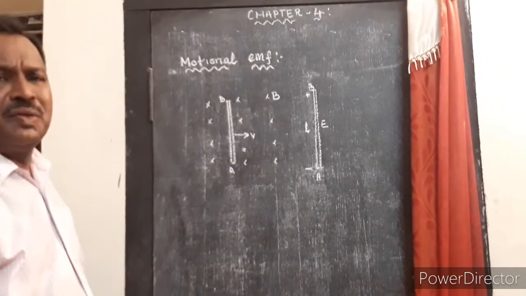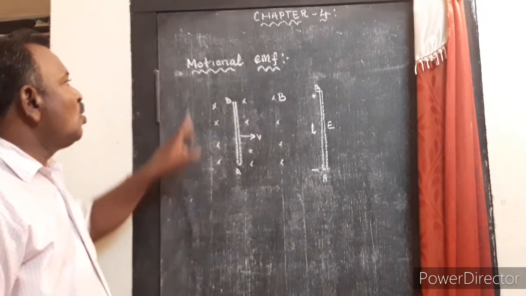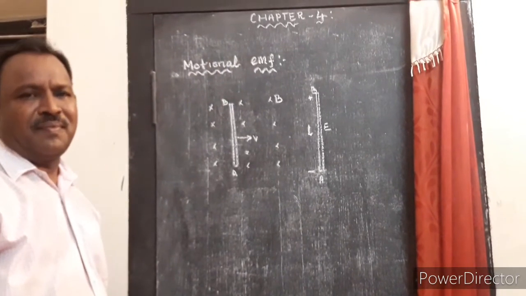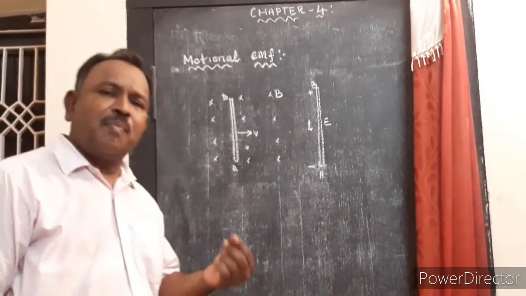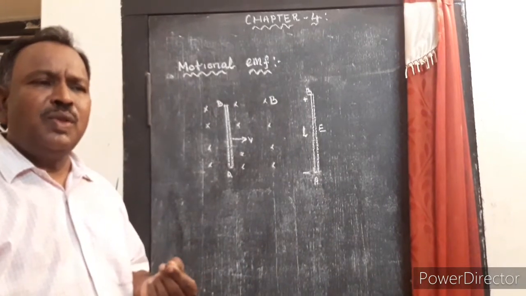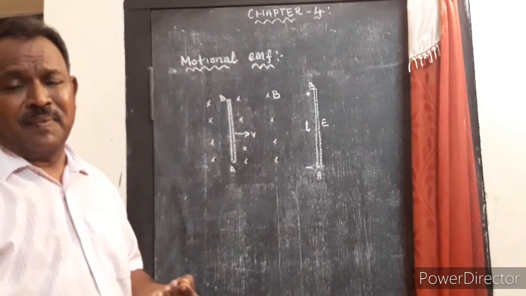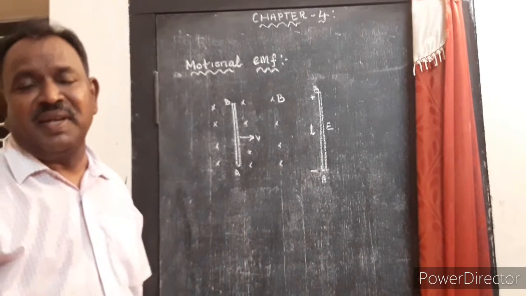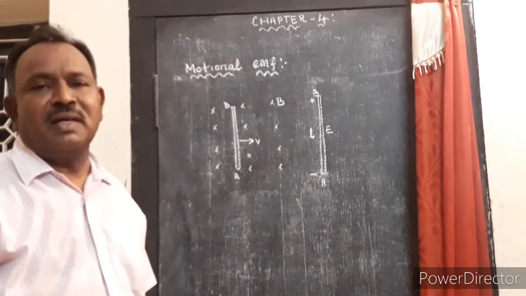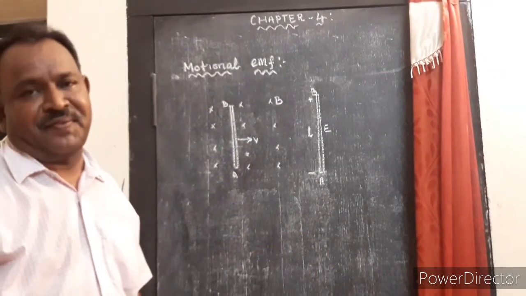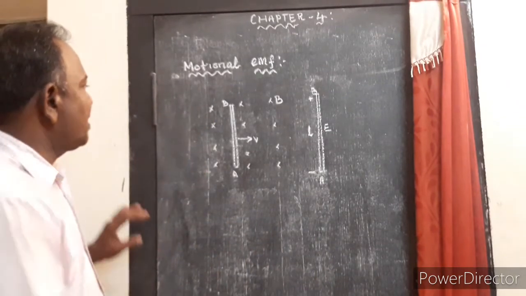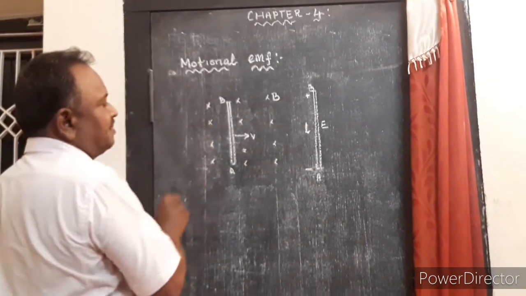So next we are going to see motional EMF. The EMF produced due to the motion of a conductor in a uniform magnetic field is called motional EMF. So here we are considering a magnetic field.